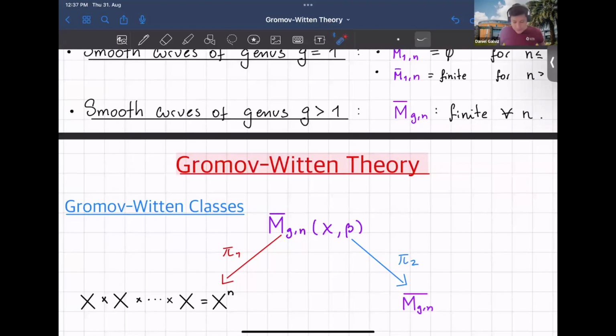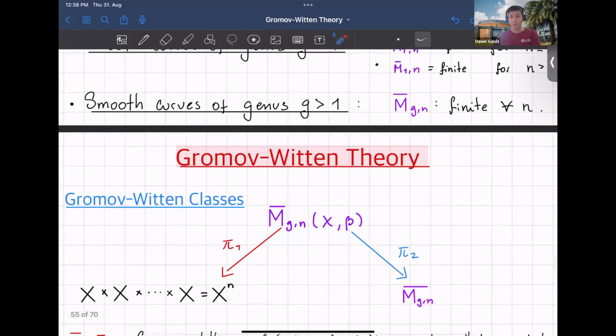So you have two maps. One map goes to X and takes the product of X. The other map is a forgetful map. So it's forgetting our map. It takes us from the moduli space of stable maps to the moduli space of stable curves by forgetting the information about the map.